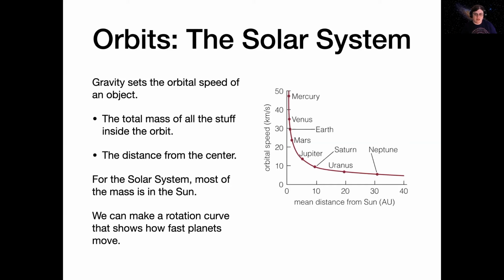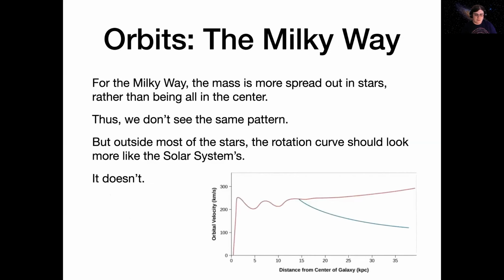So let's look at the Milky Way. It's at the bottom. The observed Milky Way rotation curve is the red one. So first you can see our numbers are much bigger. They're bigger by a factor of 10 at least. And our distances are bigger. Instead of AU, we're looking at kiloparsecs, 1,000 parsecs. So, all right. For the Milky Way, most of the mass is spread out in stars. There is that supermassive black hole in the center, but it's not a major component of the Milky Way's mass. It's pretty big, but the galaxy is bigger.